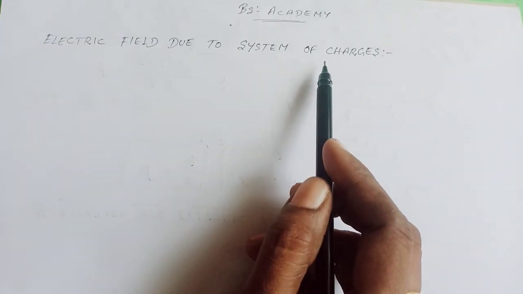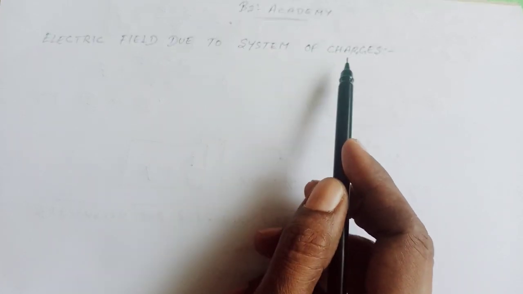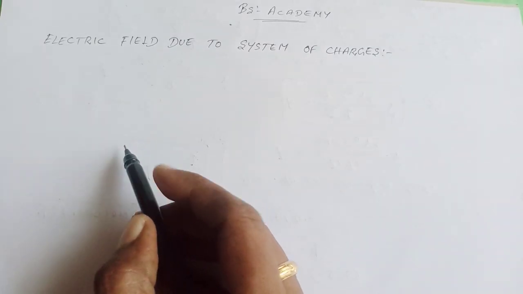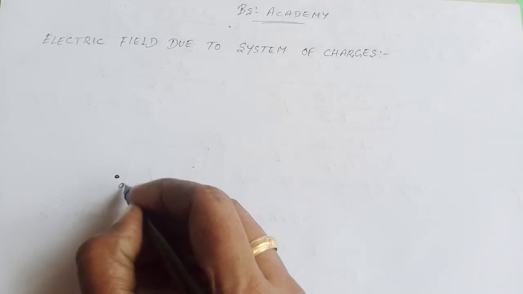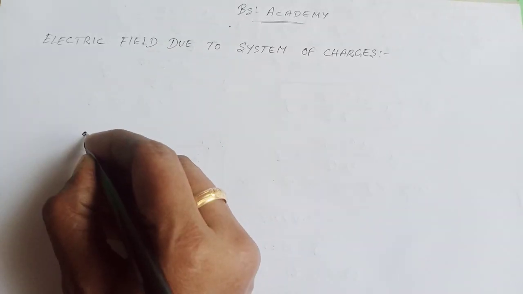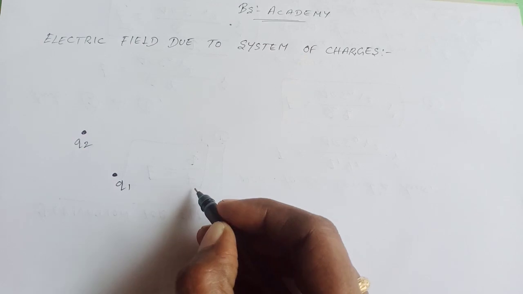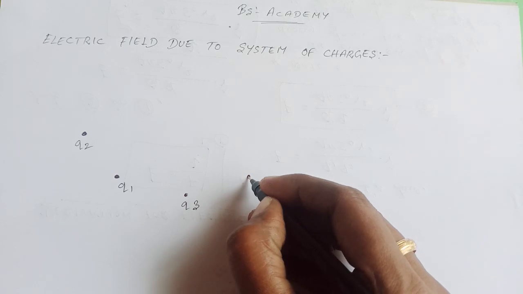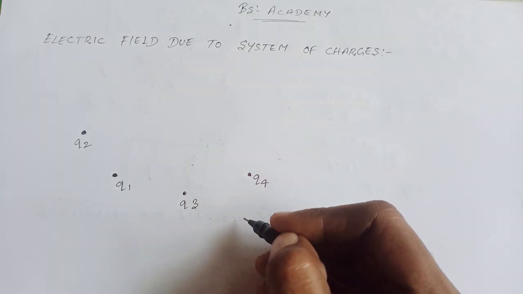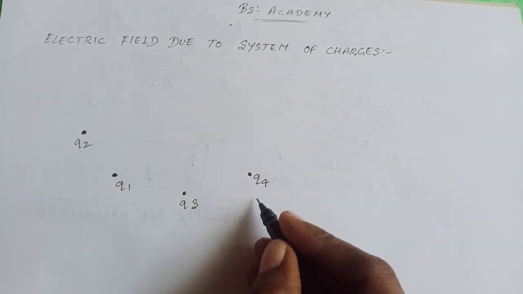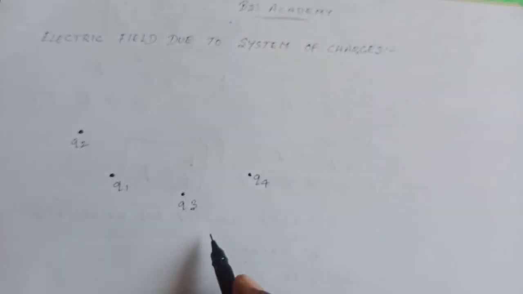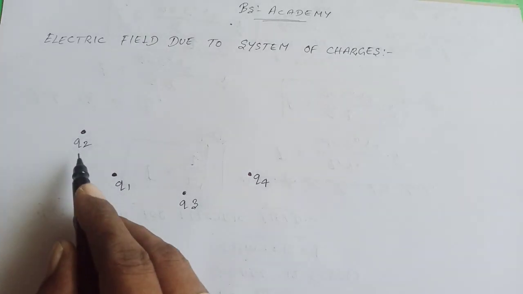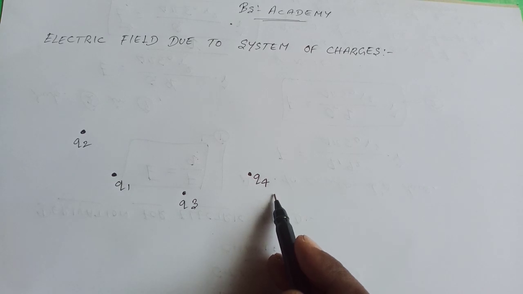See, for this you have to consider a system consisting of more number of charges. For example, you can consider the charge q1 which is placed over here, charge q2 is placed over here, charge q3 is placed over here, and charge q4 is here. So we are considering some 4 charges present over here. This is what is called a system of charges, a system consisting of the 4 charges. That is what we are discussing now, right?